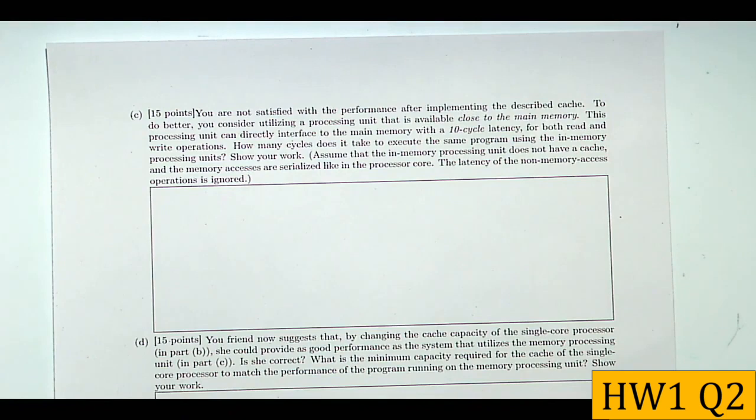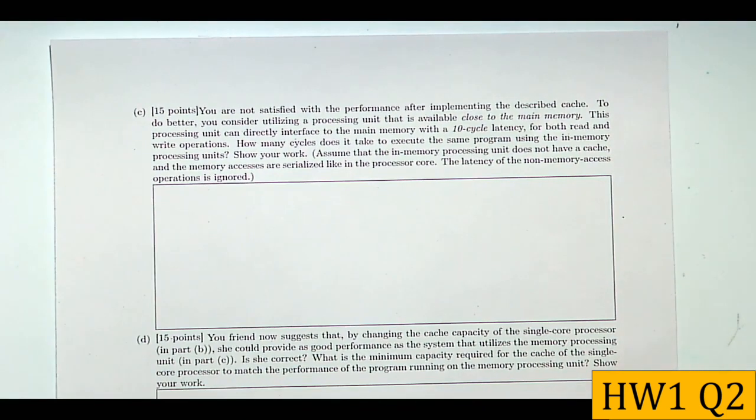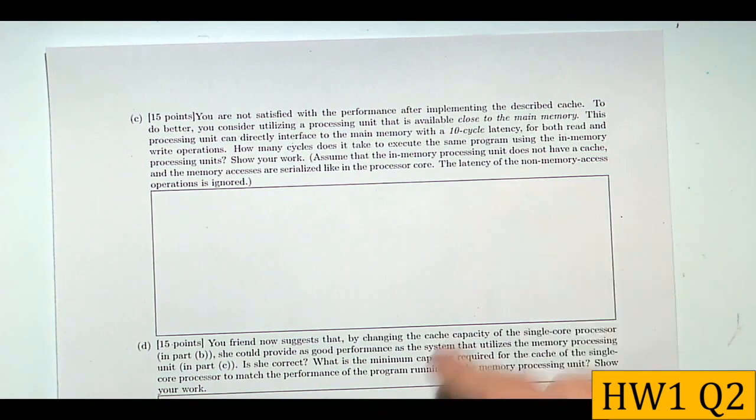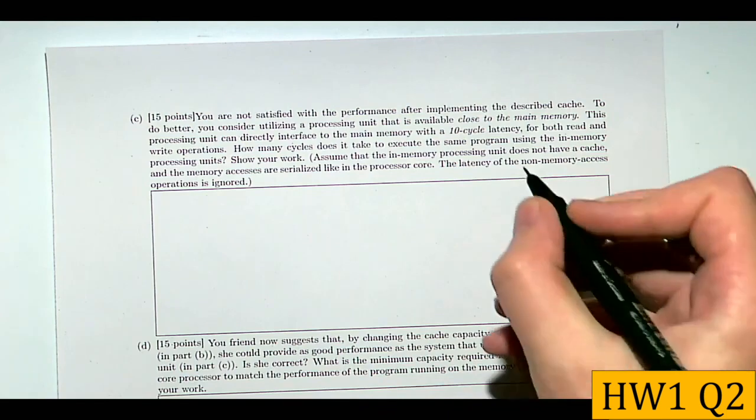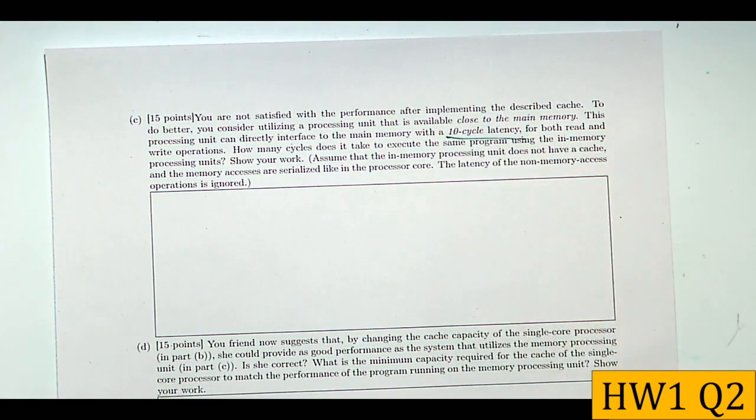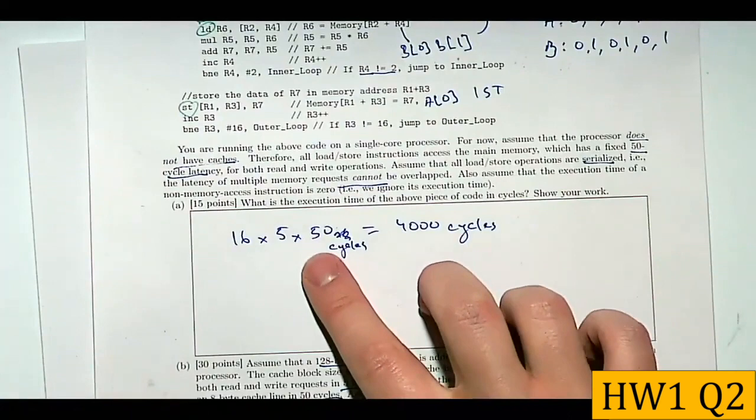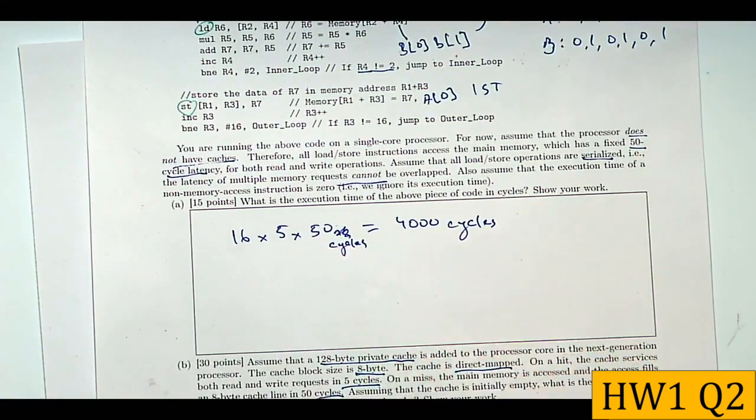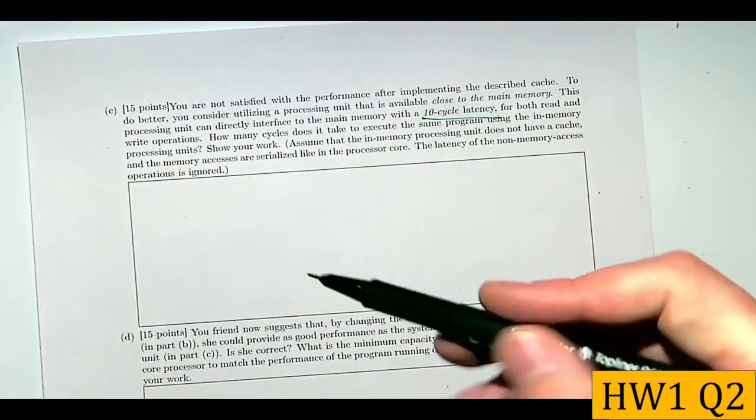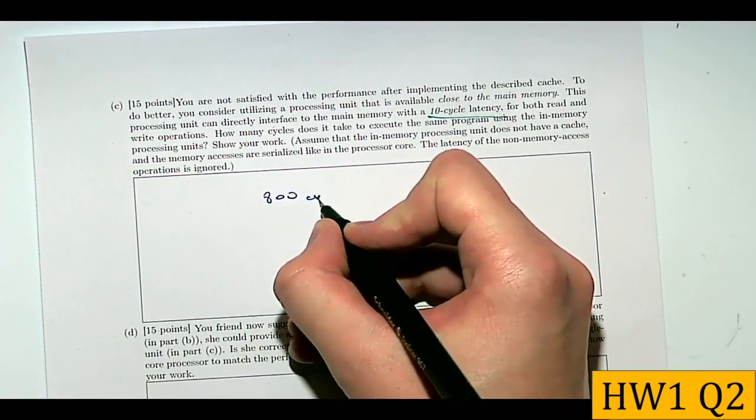Okay. I will continue with part C. This part is very similar to the first part, which was very easy, where we had a processor without any caches, and we directly accessed the main memory with 50 cycles. But here instead, it says that we have a near memory processor, which has only 10 cycle access latency to the data in the main memory. And we don't have caches again. So this is the exact same calculation that we need to do for part A, except we change 50 with 10. And then you end up with 800 cycles of execution time.